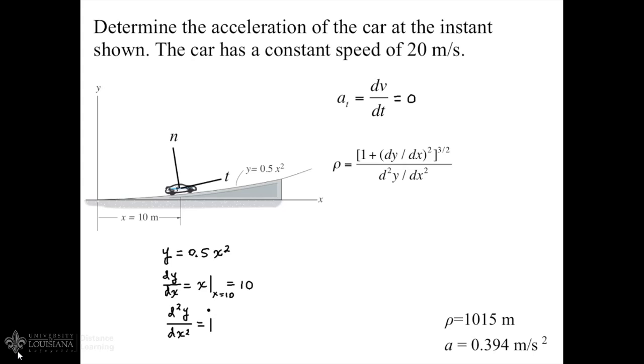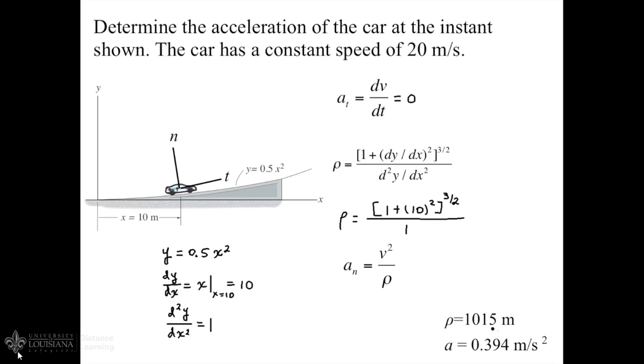Now that we know these two terms, we can put it in our equation and complete our solution for rho. Rho is equal to, of course, on the top here in the numerator, we have 1 plus 10 squared. And all of this gets raised to the 3/2 power. And we divide it by 1, of course. Working it out, we'll get this result here.